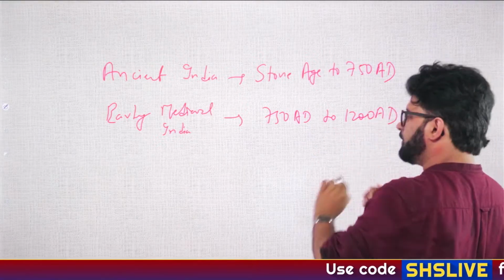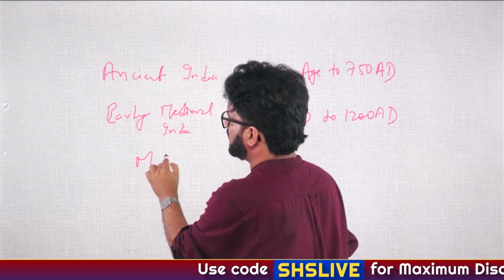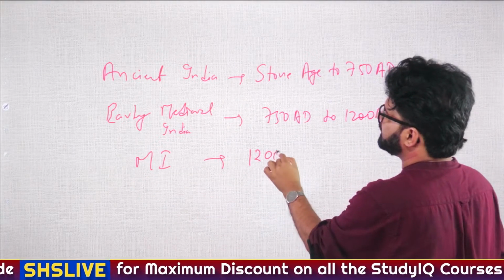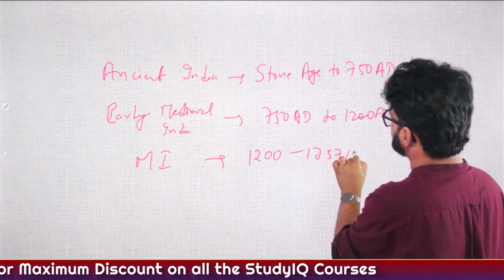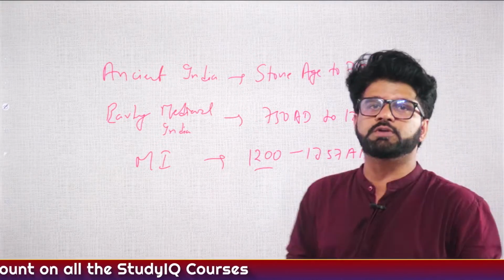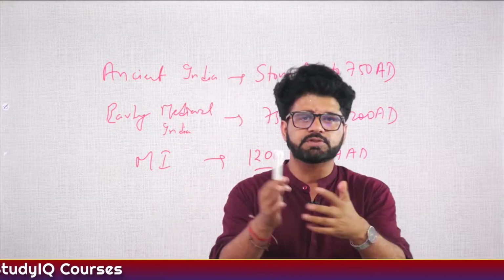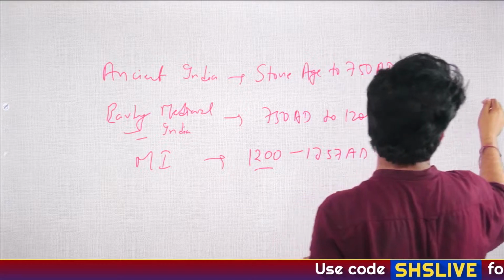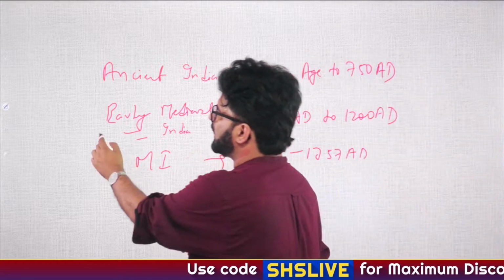And then from here onwards, we'll go to medieval India, let me write it like MI, and that is from 1200 AD to 1757 AD. Some people also say from 1206 AD to 1757 AD, from the establishment of the Delhi Sultanate. So we are at early medieval India, at a time period when Harsha's reign has ended.